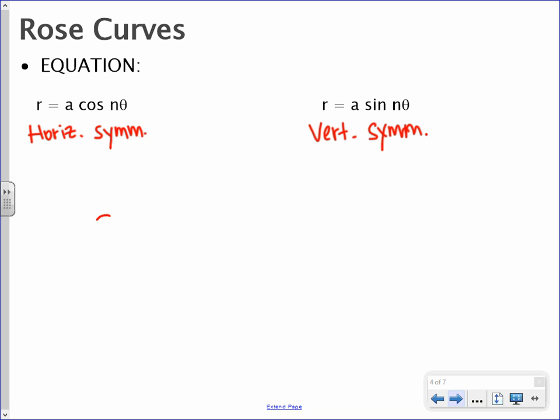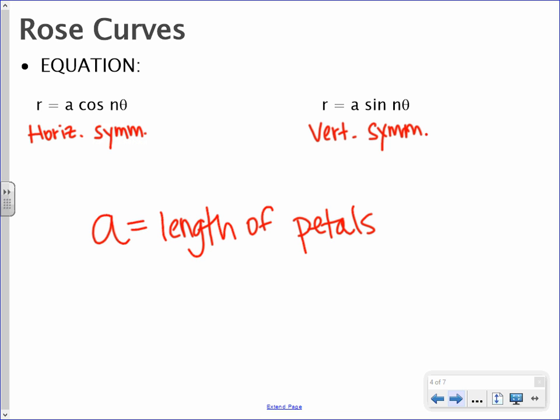Okay, I like it. So you said diameter. I'm just going to change it to the length of petals. Since we're not talking about a circle, I'd rather not use the word diameter, but I understand what you mean. Okay, our petal length is going to be A. Okay, our max R value is going to be A. Okay. N. Maverick, what does N tell us?